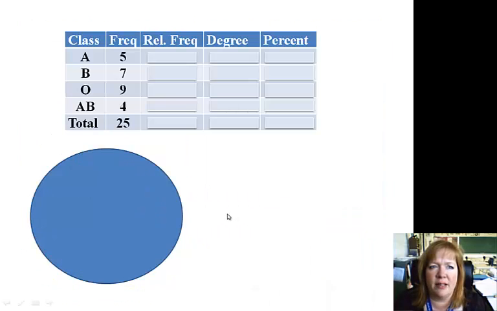Okay, so on this one, I want you to try to finish this next problem, at least fill in the relative frequency and the degree and the percent. I want you to fill those three columns in on your own. You should be able to know to go from relative frequency to degree, multiply by 360. To get the relative frequency, do 5 divided by 25, and that'll give you the decimal there. So I want you to do that, and that'll be part of your notes that I check off tomorrow.